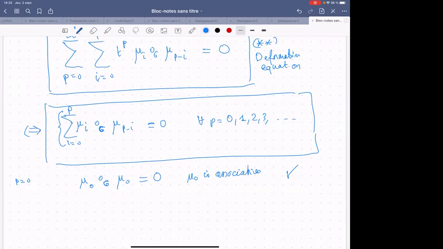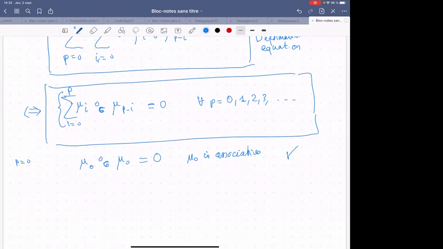Okay. Now let us look at the second equation here. The second equation is for p equals 1. And for p equals 1, I have a sum from 0 to 1. In fact, here we have only two terms. The first term is when I is 0, and p here, of course, is always 1. Then the I is 0, this is mu 0, Gerstenhaber circle, mu 1, plus, for I is 1, mu 1, Gerstenhaber circle, mu 0 equals 0. Okay.